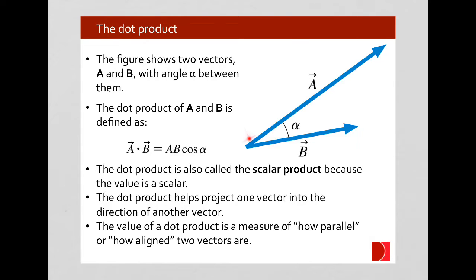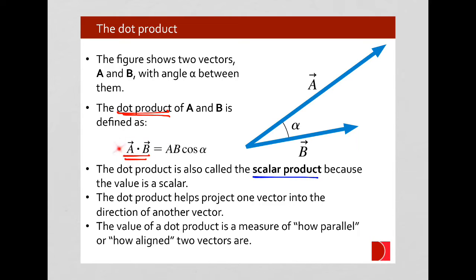In the figure, we see two vectors, A and B, that have an angle alpha between them. We'll define here the dot product of A and B, which is defined as A dotted with B, or A dot B, is equal to the magnitude of A times the magnitude of B times the cosine of the angle between the two vectors. The dot product is also called the scalar product because the value is a scalar.